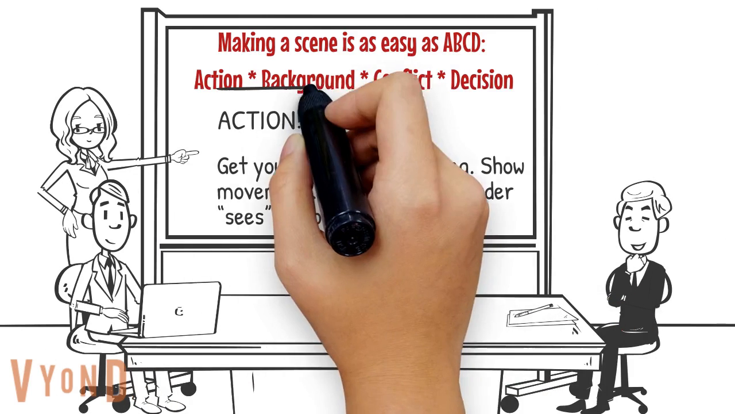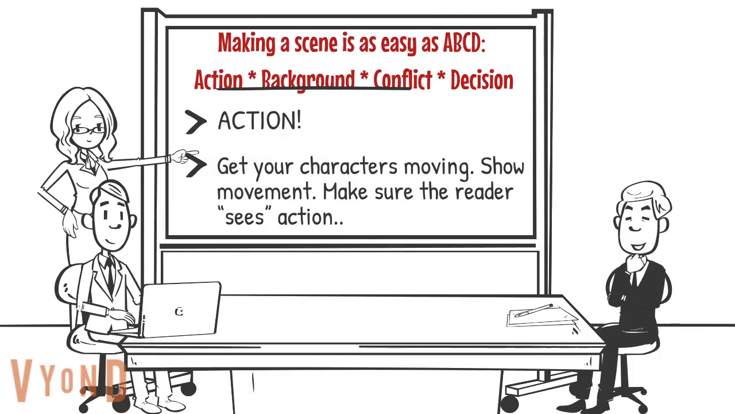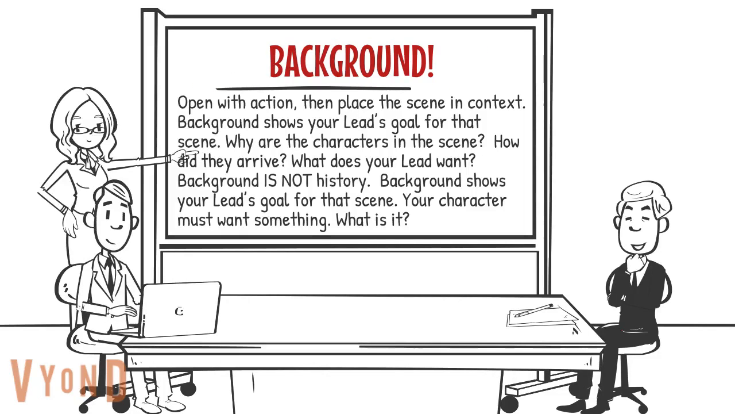Making a scene is as easy as ABCD. Action, background, conflict, decision. Get your characters moving. Show movement. Make sure the reader sees action. Open with action, then place the scene in context.